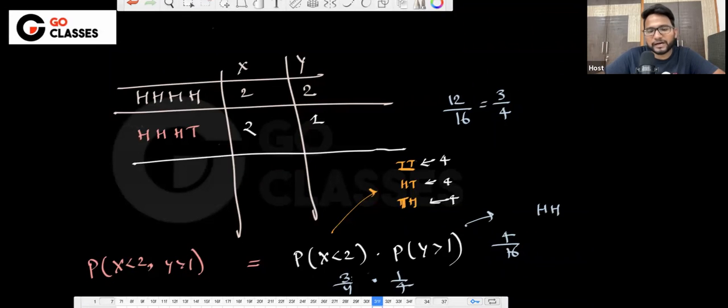You can directly write 3 by 4 also, that's not an issue. If you are confused, you can work with the complete sample space. Because things are very much symmetric, you can write it directly also. So finally, the answer will be 3 by 16. What is happening here? The only observation we made is x less than 2 and y greater than 1. There are two random variables x and y, both independent, so you can just factor it out and calculate the probabilities. That was an easy question. Let me know if there is any doubt here.